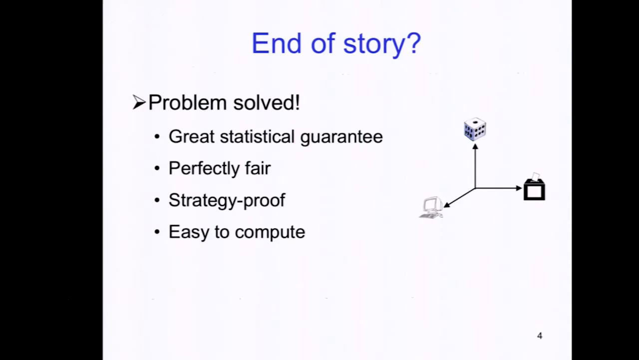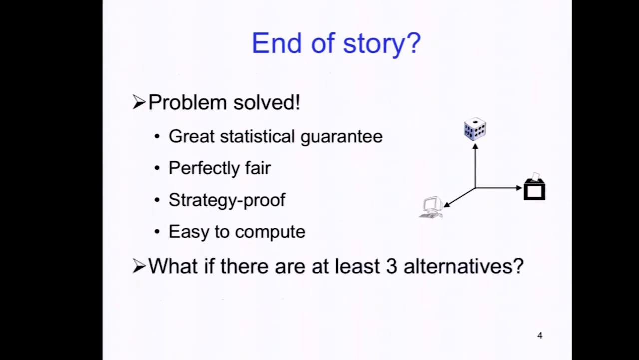So the problem is solved. Well, the problem is, what if we have at least 3 alternatives? Things just break down, and that pretty much leads to the field of social choice theory, among many other things. So in this talk, you can assume the number of candidates is at least 3, because that's where learning and decision making becomes really interesting.